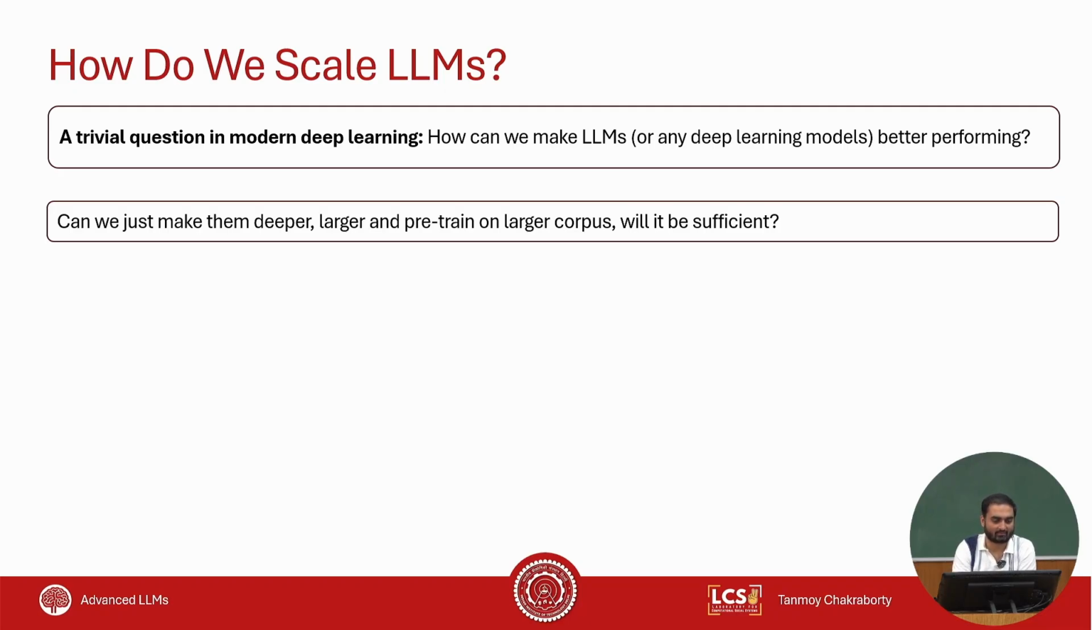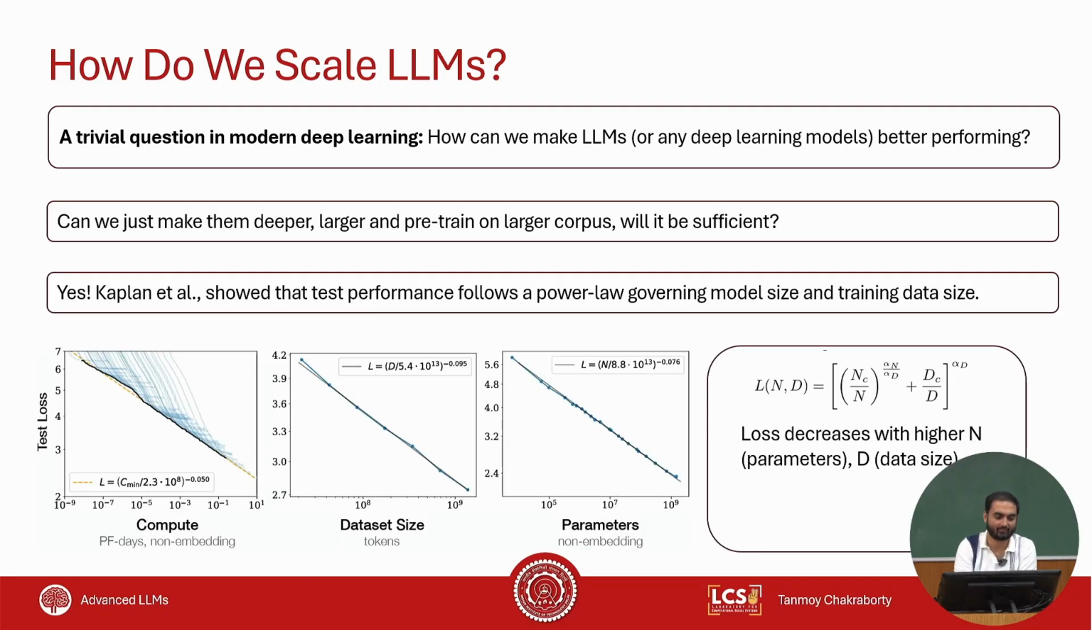So the question that we ask here: can we just make the models deeper, larger, and pre-train on a large corpus, right? Would that be sufficient to improve the performance of the model, right? So there have been attempts to basically try to understand the relation between the performance of a model and all these aspects. For example, compute, right, data set size, parameters, and so on and so forth.